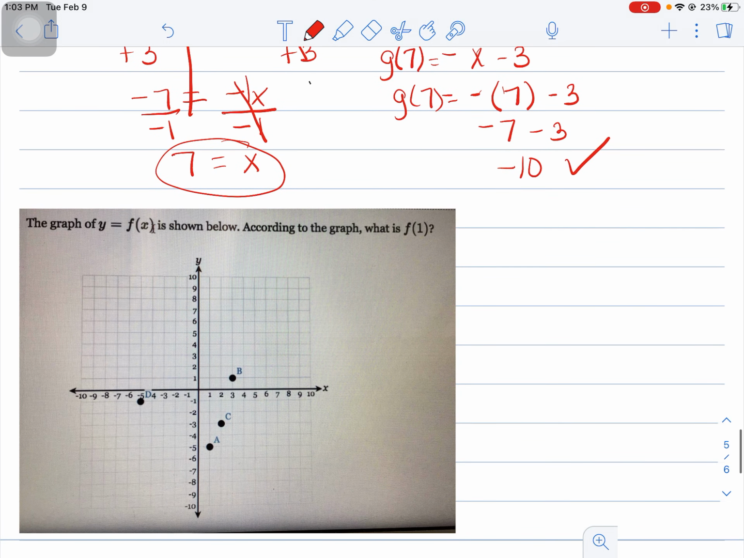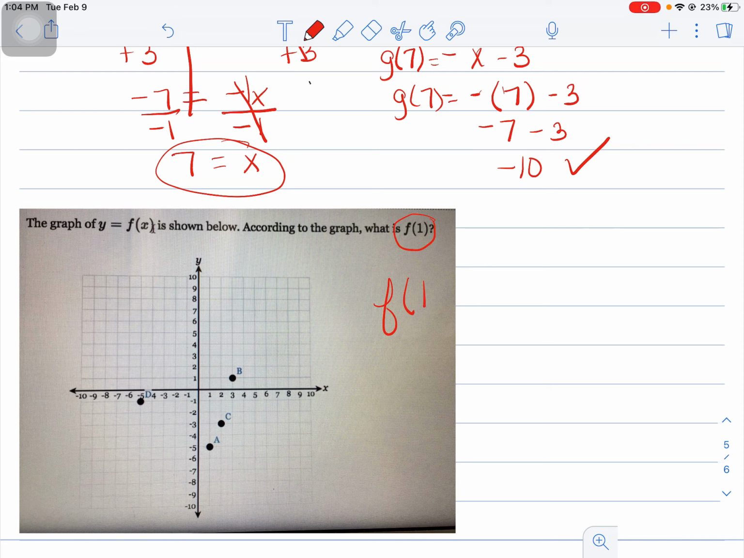Now, you're going to do the same thing when you have graphs. You can be given the input. So this one, you know the input. So this is some dots on this graph. And it says the graph of y equals f of x is shown. So we got little dots. So these are some points that could be on our function. It says, according to the graph, what is f of 1?